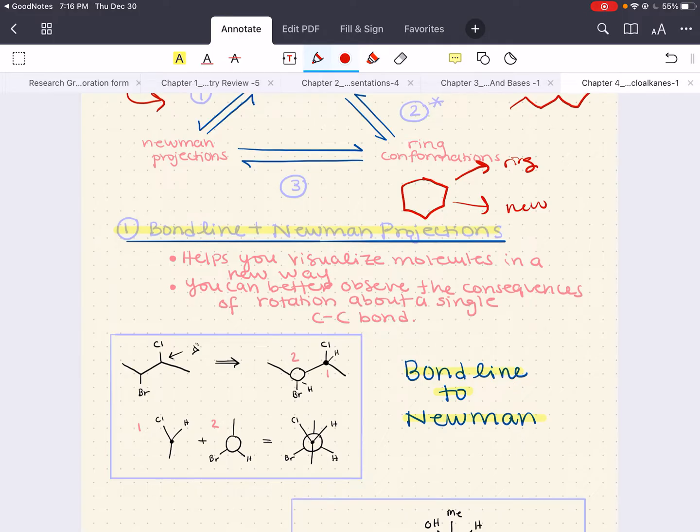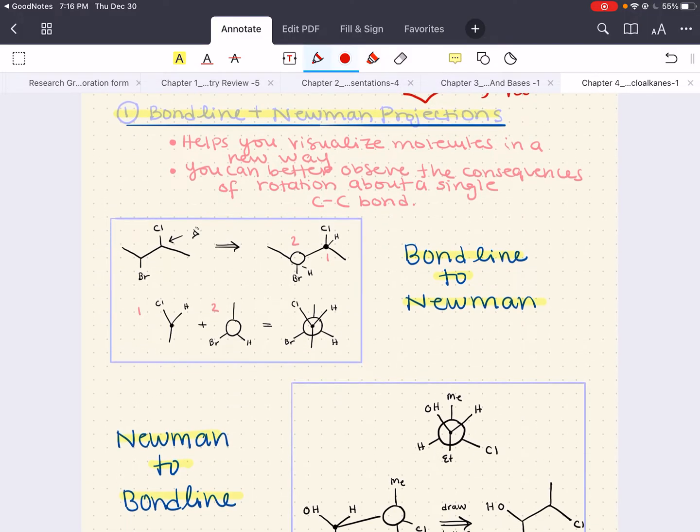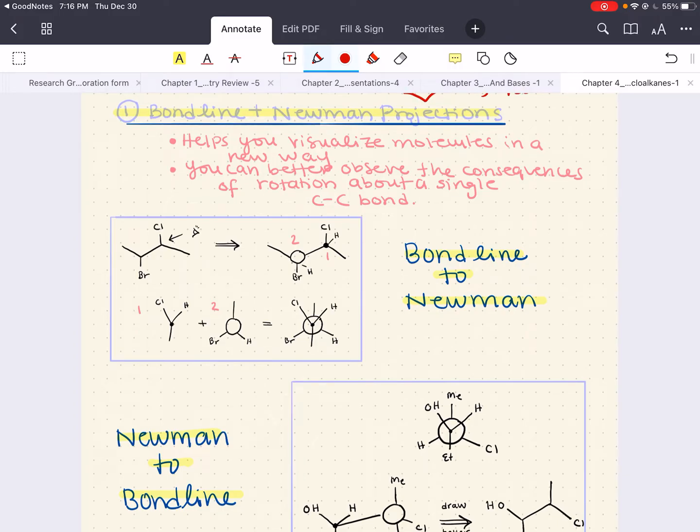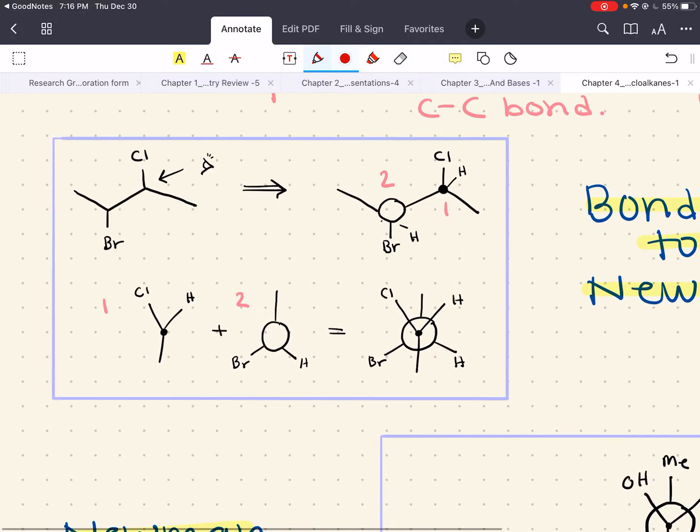All right, so now we're going to learn how to convert between bond line and Newman. That's the first thing that we want to learn how to do. Starting from a bond line structure, how can we convert it into a Newman projection? Now, let's take this bond line structure right here.